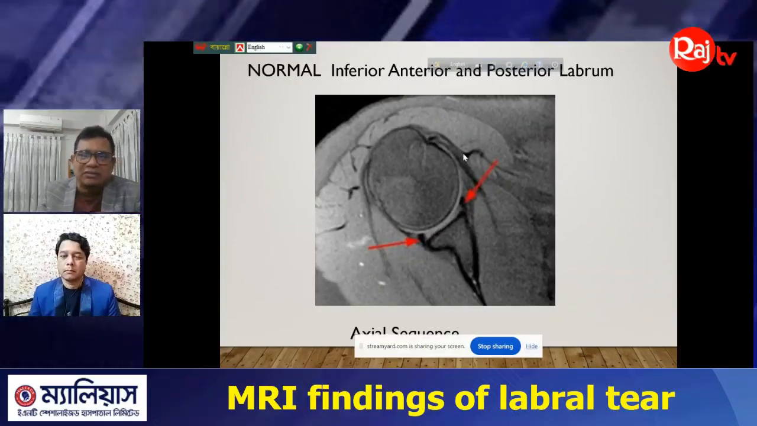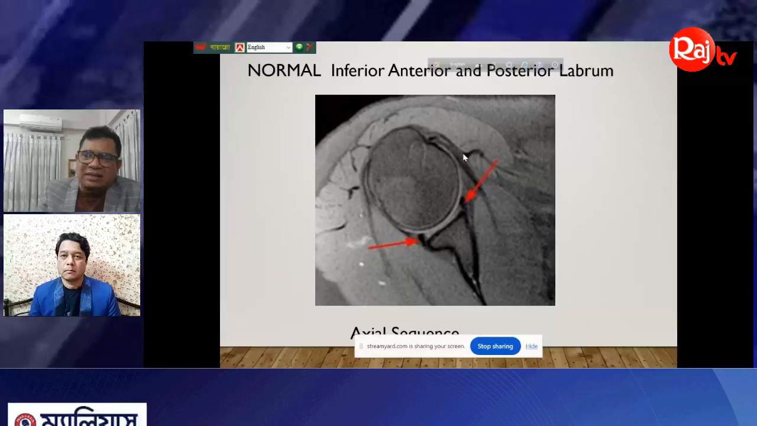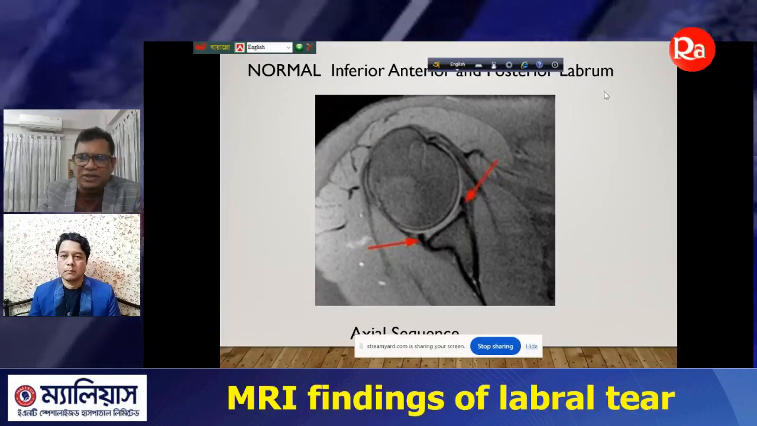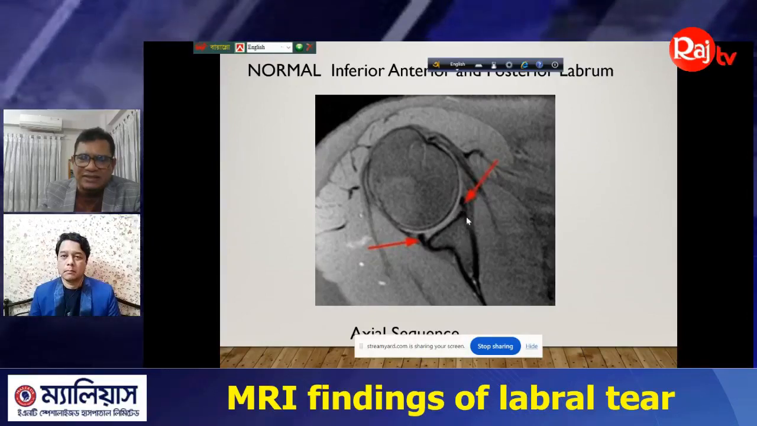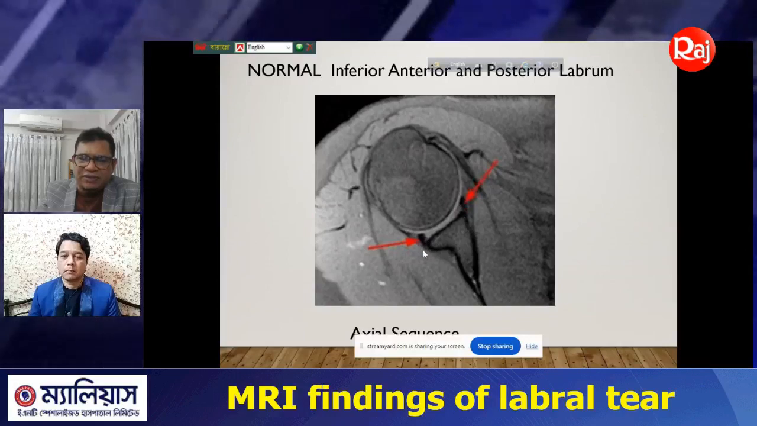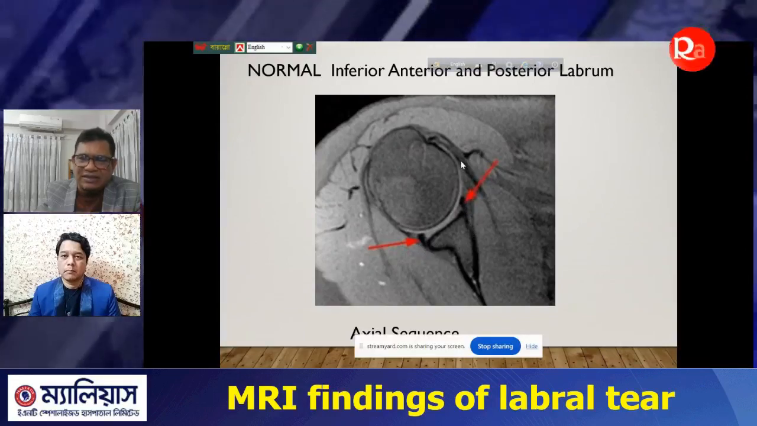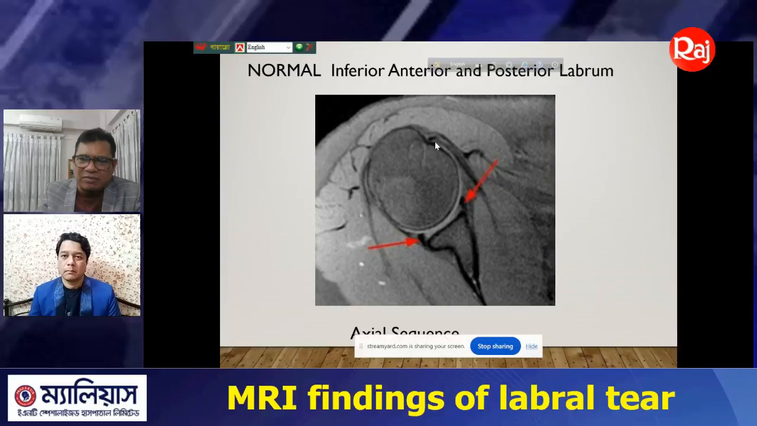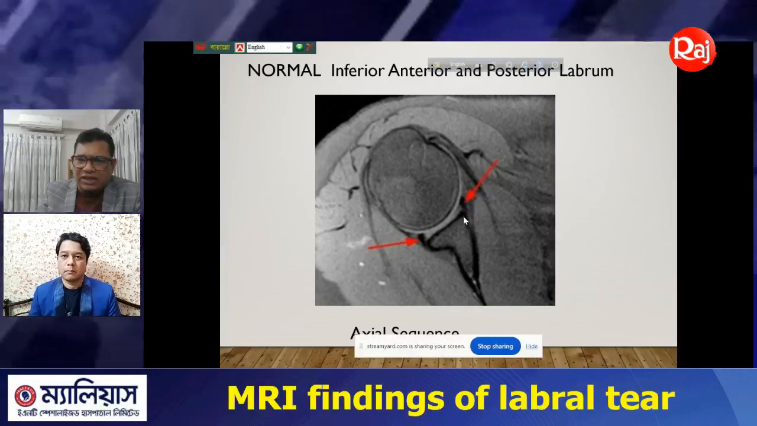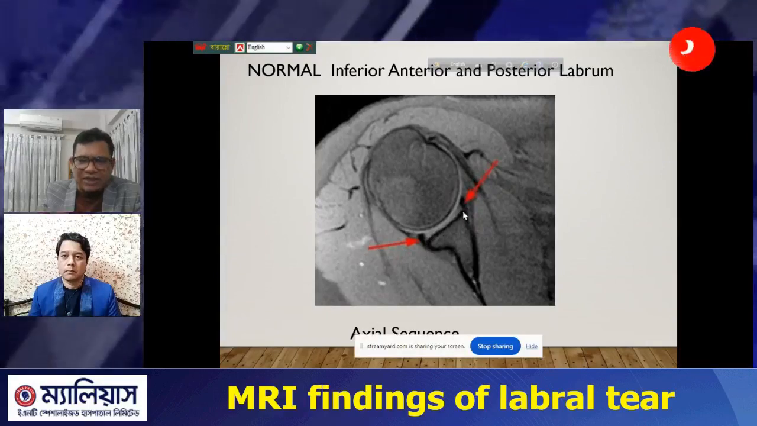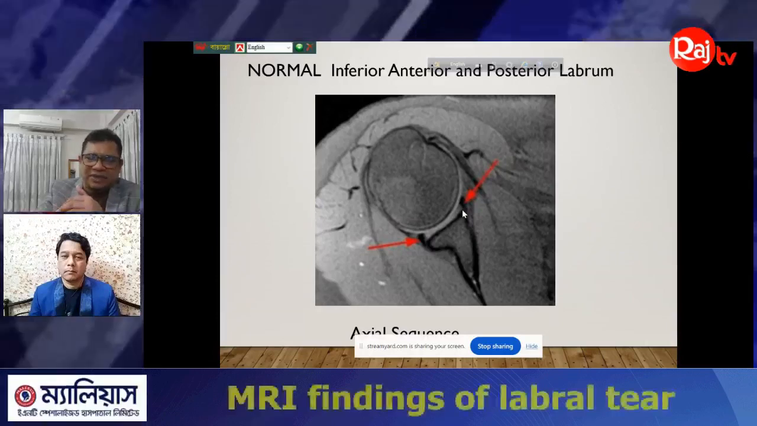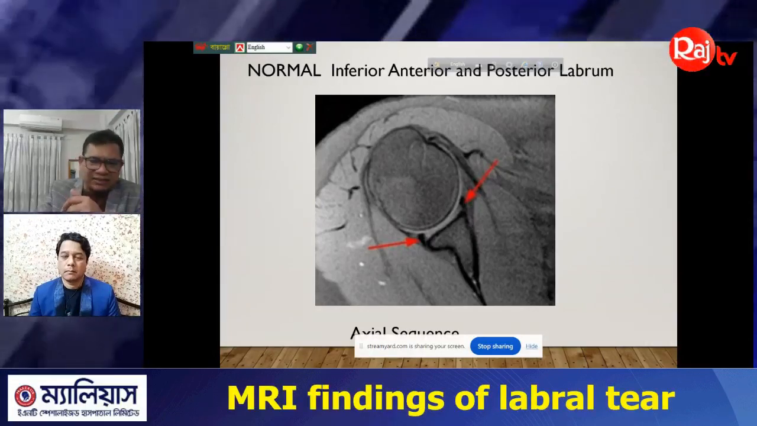Next we come to the inferior labrum. Inferior labrum, it is either anterior or posterior. In this slide, we can see the anterior inferior labrum and posterior inferior labrum, because this is the subscapularis tendon, this is the groove for the biceps tendon. So this is the anterior labrum, this is the posterior labrum, and all are the normal inferior labrum in axial cut section.